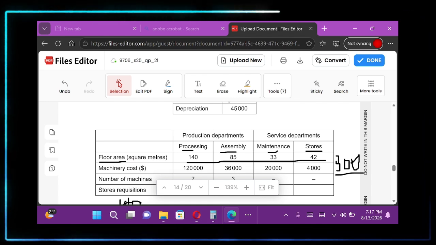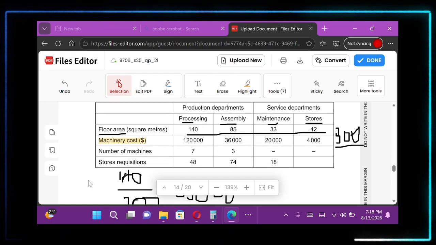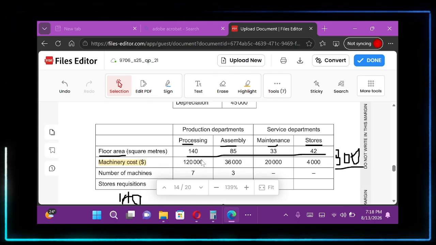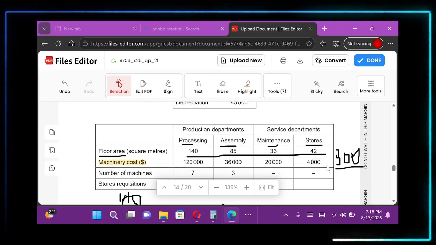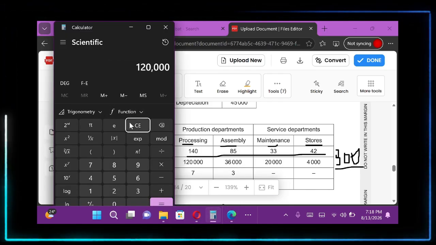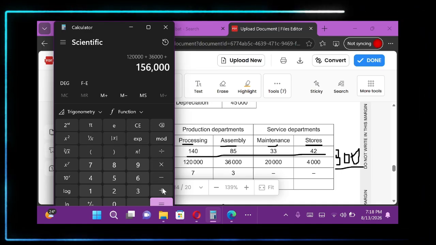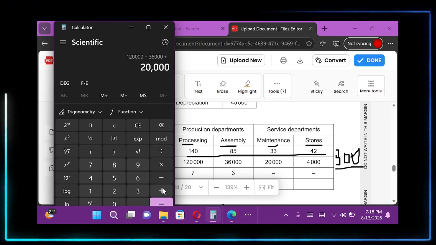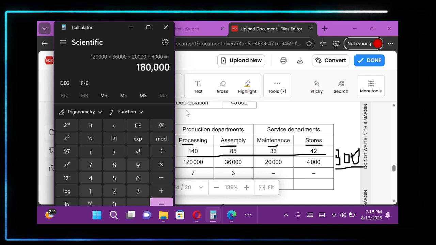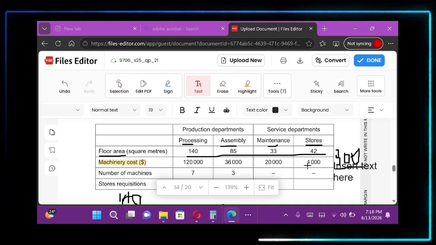So decrease in value is really all about the machinery cost. Okay, so we're going to take the machinery cost. Similar to what we did, sum up all the machinery cost values, these guys, find the total first. So let's do that. 120,000 plus 36,000 plus 20,000 plus 4,000. We get 180,000. So let's save that amount over here.